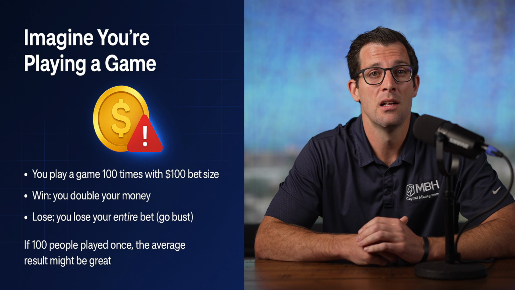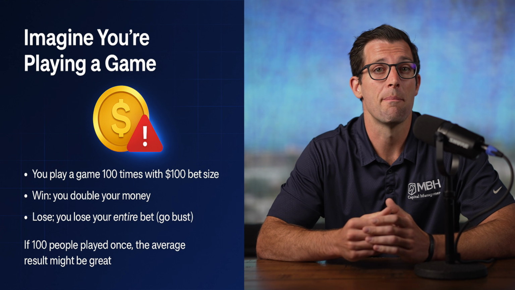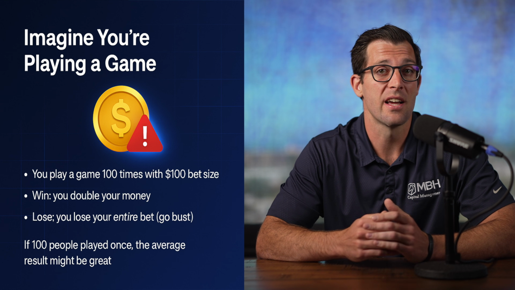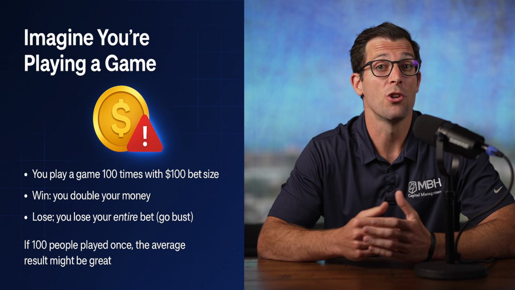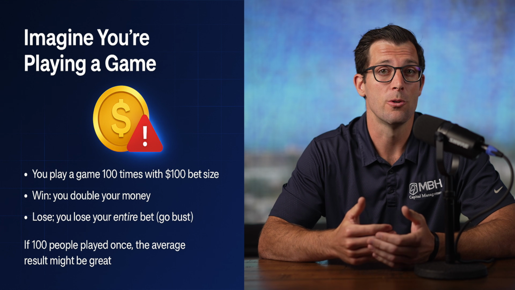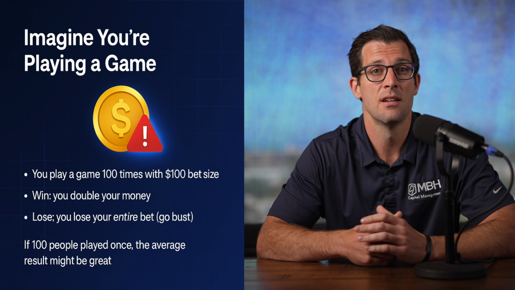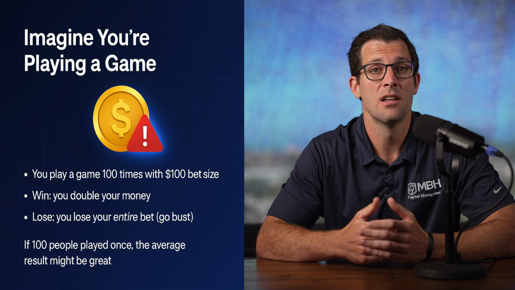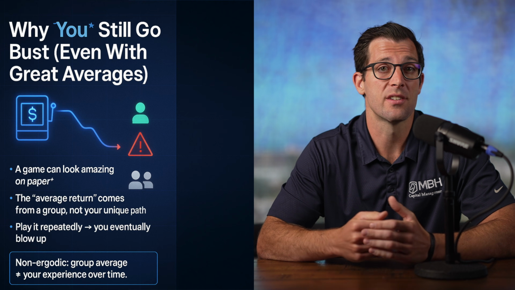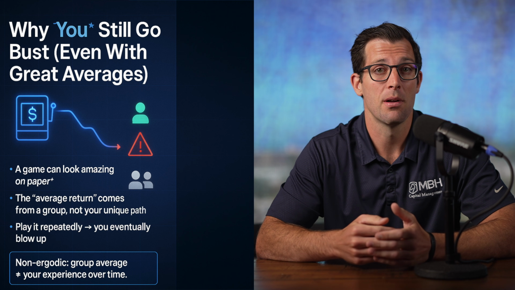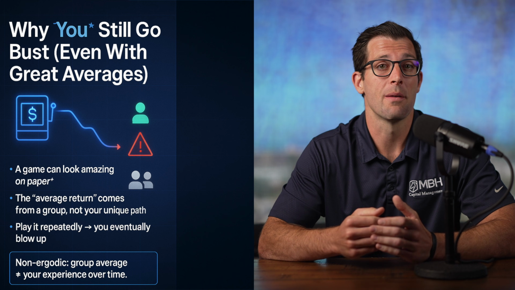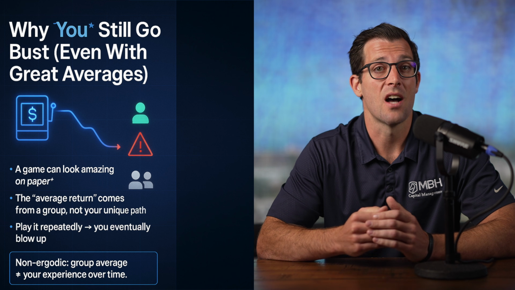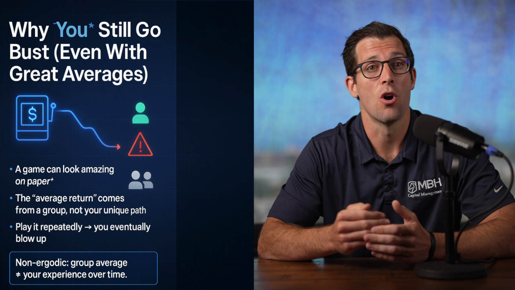Imagine you're playing a game. Let's say you play a game 100 times with a bet size of $100. The game has a 95% win rate and a 90% expected return for each dollar you bet. When you win, you double your money. When you lose, you lose all of your money and go bust. If you pooled 100 people to play this game once, the average result might be great. But if you played this game a single 100 times in a row, you are guaranteed to blow up, because your average return is only amazing on paper. That's what non-ergodic means. The average of the group is not the same as what one person experiences over time.